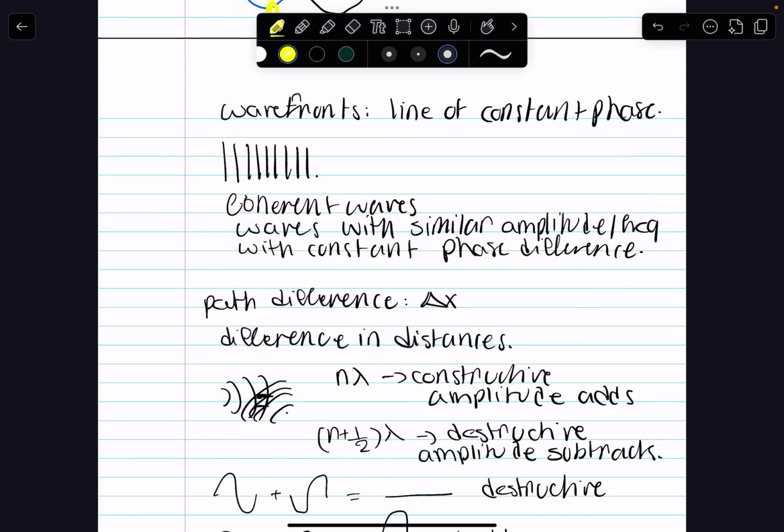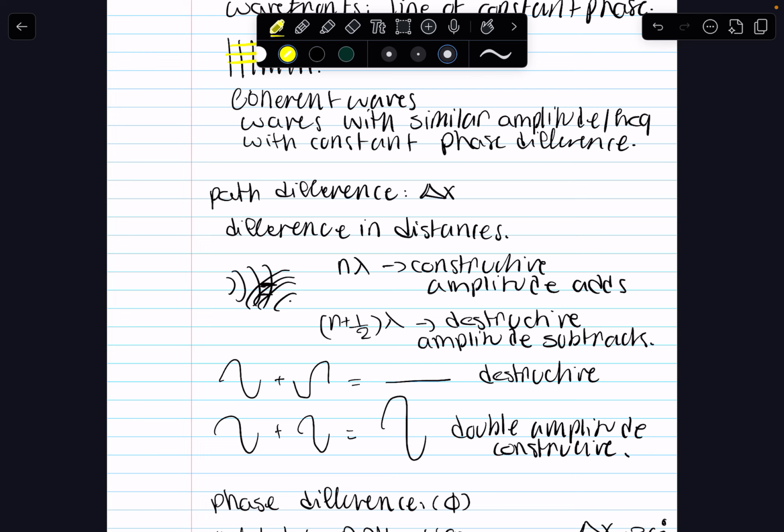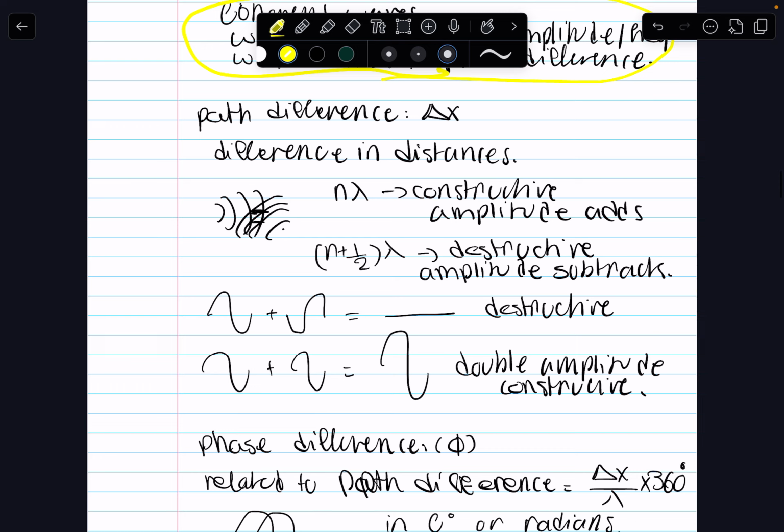So wavefronts are lines of constant phase, so like this, so their distances are the same from wherever you want to calculate. Then coherent waves are waves of similar amplitudes and frequency with constant phase difference. Make sure you memorize this, it comes up very, very often. Then we have path difference, which is the difference in distance. So if you have two waves, you want to see where they collide, and that is the path difference.